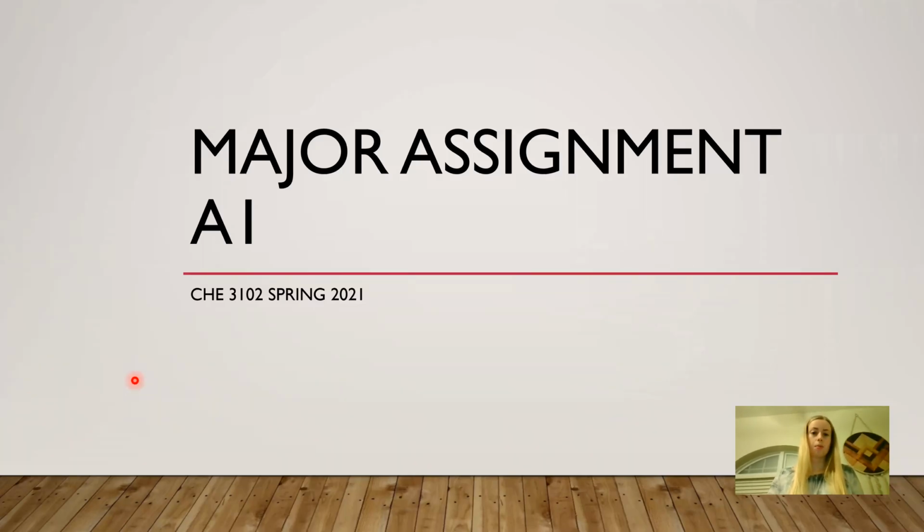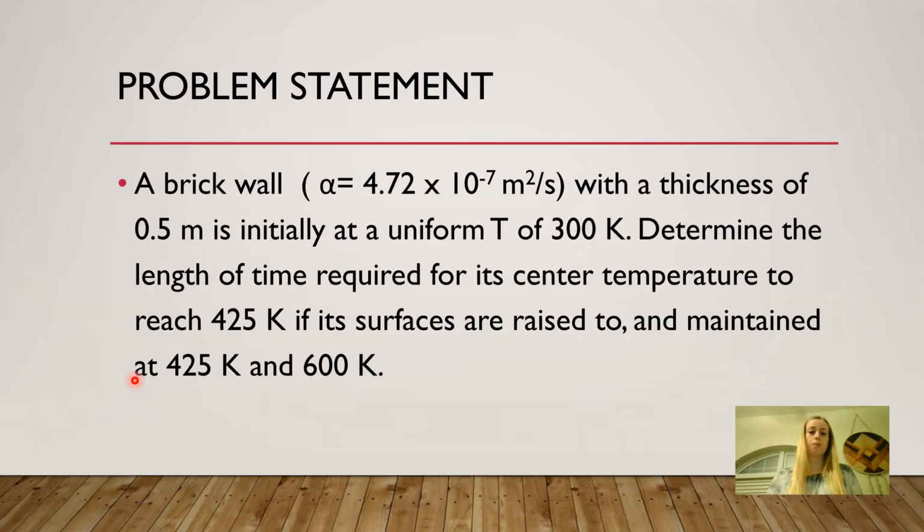So this is my major assignment A1 video. Our problem statement is that a brick wall of alpha 4.72 times 10 to the negative 7 meters squared per second with a thickness of 0.5 meters is initially at a uniform temperature of 300 Kelvin. Determine the length of time required for its center temperature to reach 425 Kelvin if its surfaces are raised to and maintained at 425 and 600 Kelvin.